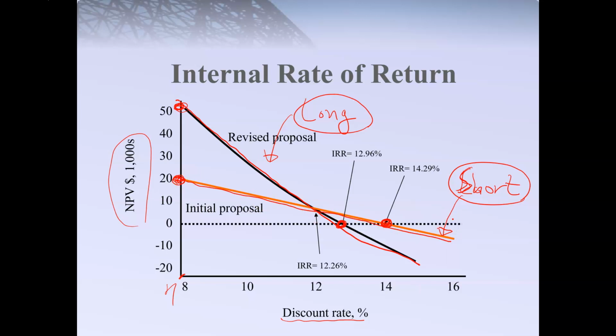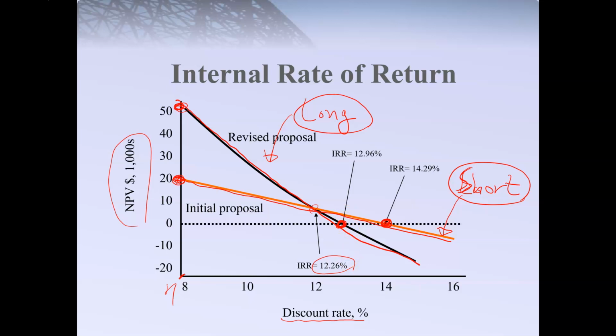Okay. So when the discount rate is 12.26%, their net present value is exactly the same. But if the discount rate is less than 12.26%, then the long project has a higher NPV. If the discount rate is higher than 12.26%, then the short project has a higher NPV.